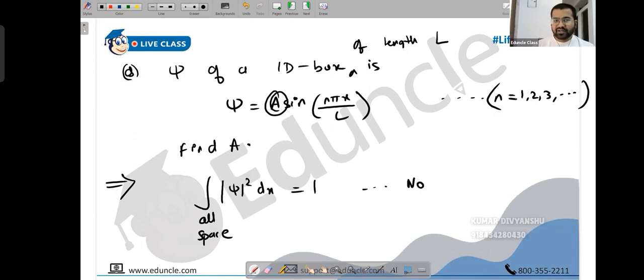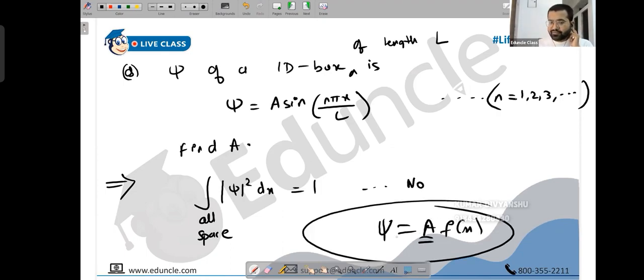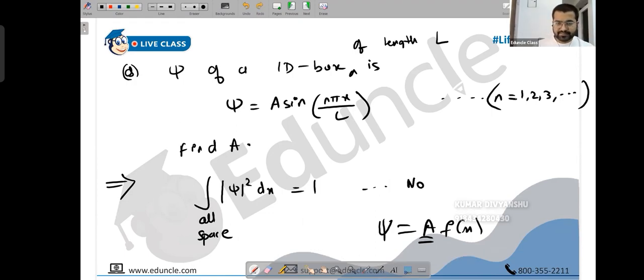A is also known as the normalization constant, by the way. Whatever constant you have outside the function, A f of x, whenever you write psi is A f of x, that constant outside is known as the normalization constant. Write this in the margin: if psi is A f of x, A is the normalization constant. Let's call this the normalization condition.